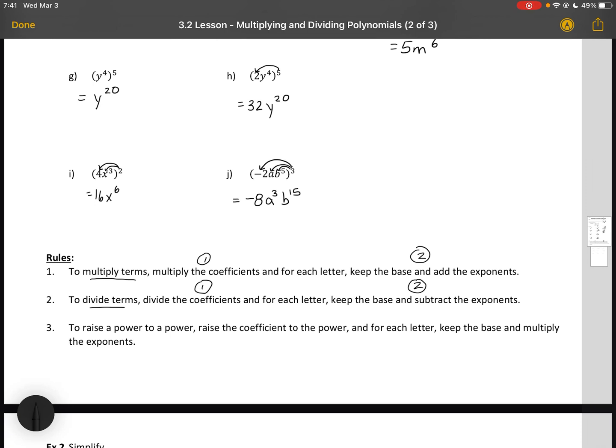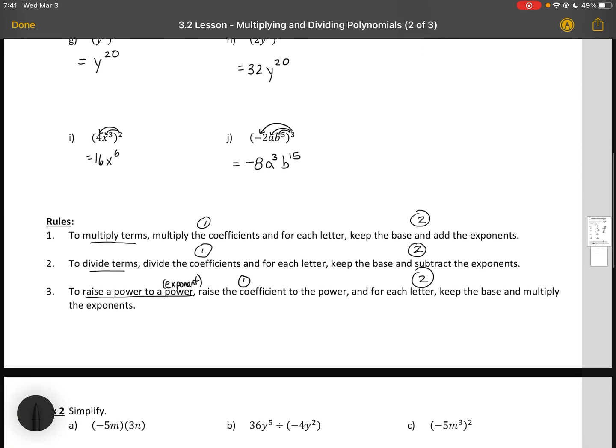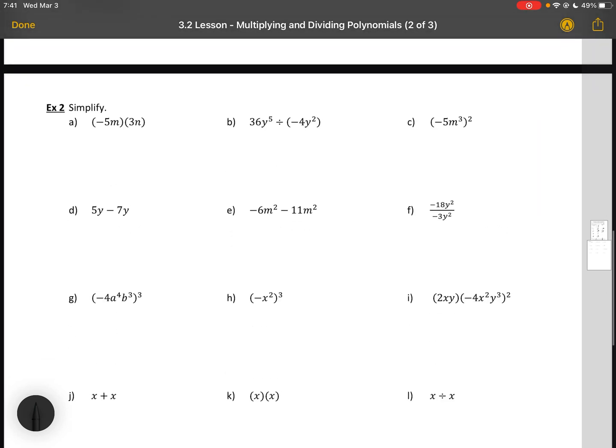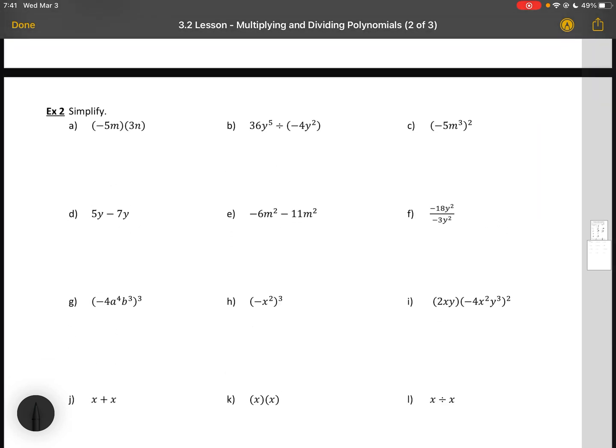To raise a power to a power, or power to an exponent, you're going to raise the coefficient to the power, and then for each letter, keep the base and multiply the exponent. So 2 steps or more, depending on how many variables you have for each expression. Okay. So example 2 here is a collection of operations to give us some practice.